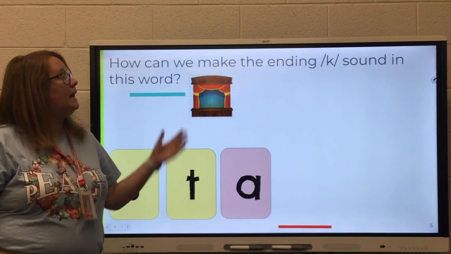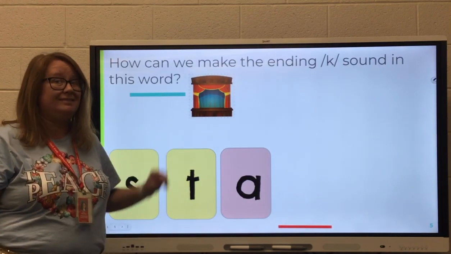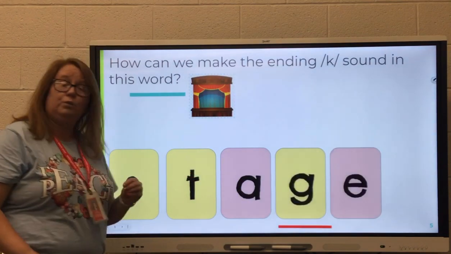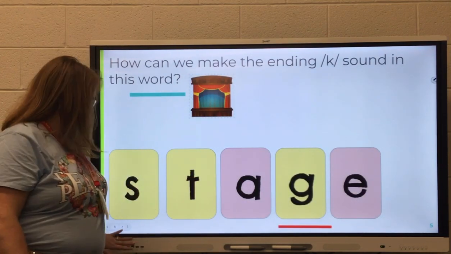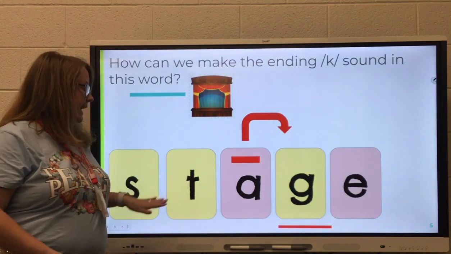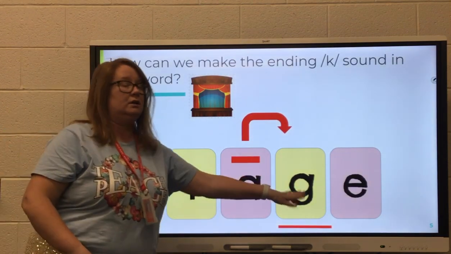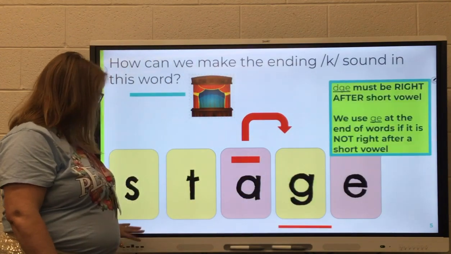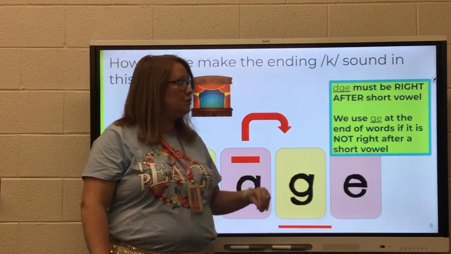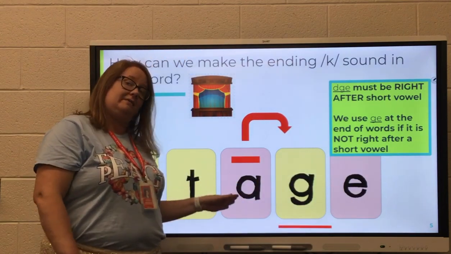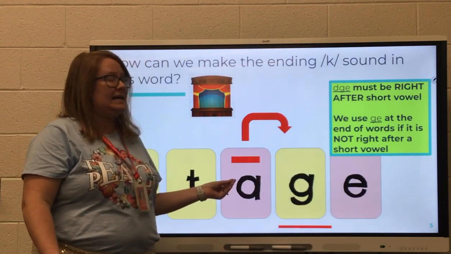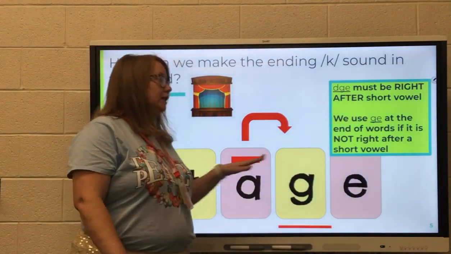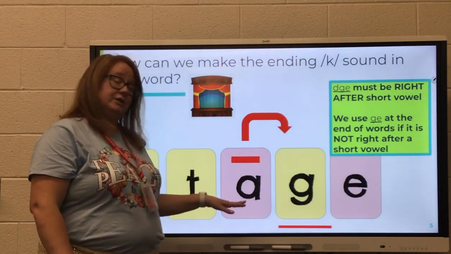Let's try this word. How do we make the j sound at the end of stage? We're going to use a G-E. Now remember what I just said. We have age. Since this is a long vowel sound, we're going to use G-E because D-G-E must be used right after a short vowel. A is a long vowel sound. We use G-E at the end of words after a long vowel sound, not a short sound.